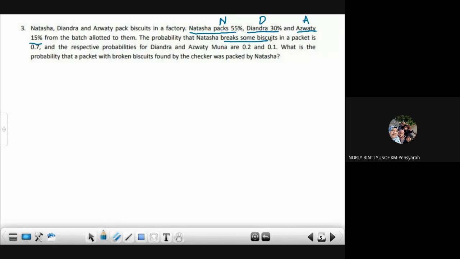So break some biscuit, you boleh letak as B. Breaks biscuit. Okay, B complement, does not break biscuit. Okay. So Natasha break biscuit 0.7. And the respective probability for Diandra and Azwati adalah 0.2, 0.1. Maknanya dia break biscuit lah. What is the probability that the packet with broken biscuit found by the checker was packed by Natasha?